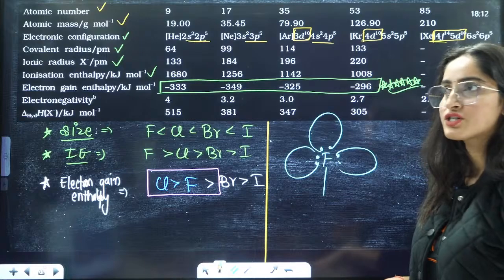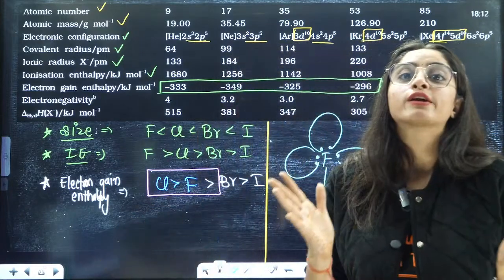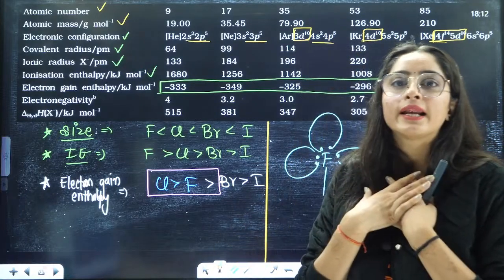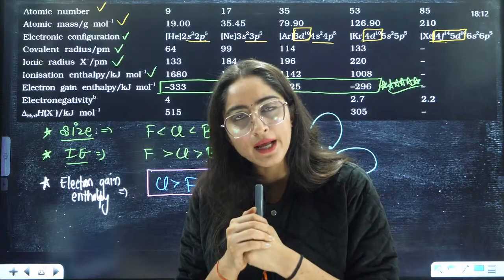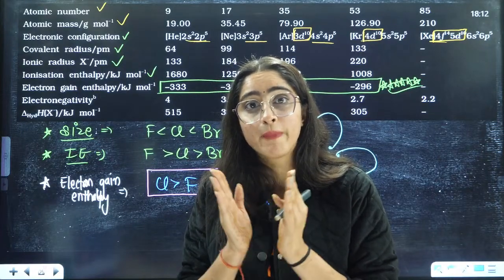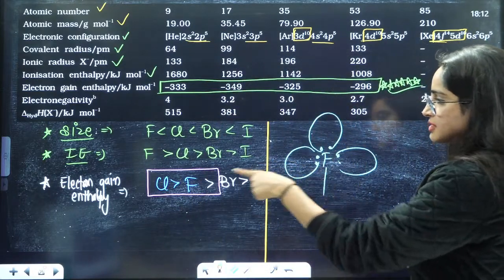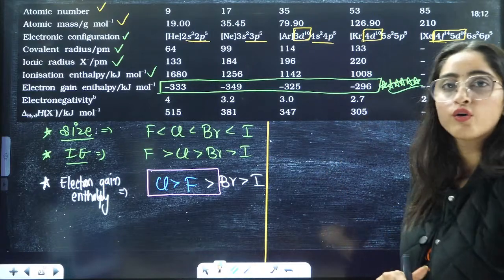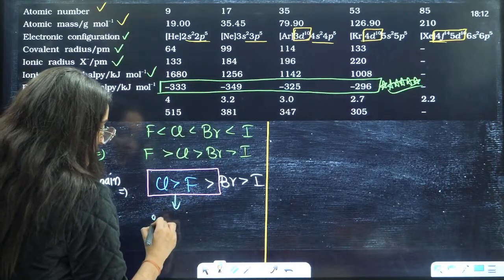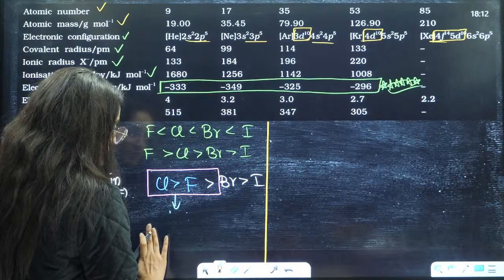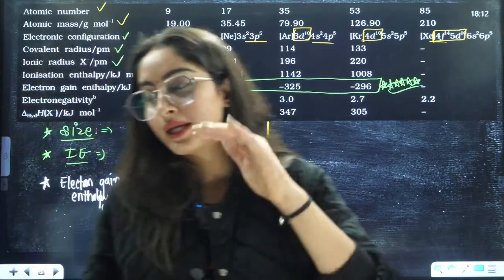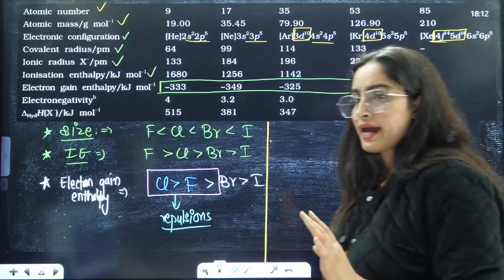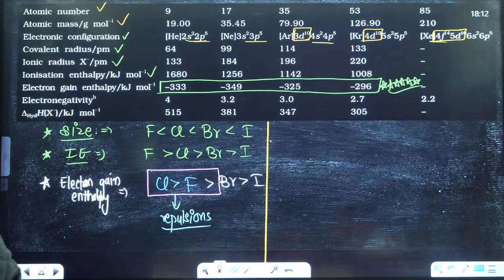Because of those electronic repulsions, though it should have the capacity to accept the electron, because it is highly electronegative and down the group electronegativity is going to decrease, its electron gain enthalpy should be maximum. But because of these electronic repulsions, its electron gain enthalpy is less than that of chlorine, right? The reason is due to lone pair repulsions for the incoming electron. Okay, understood why it is so? Everybody in the chat box, are you able to understand this?